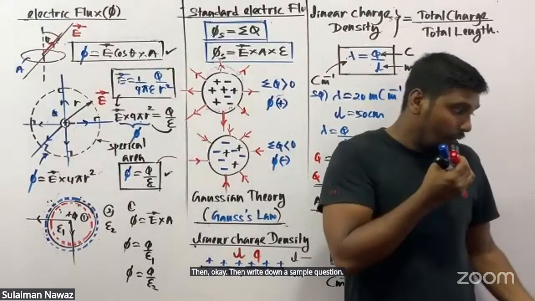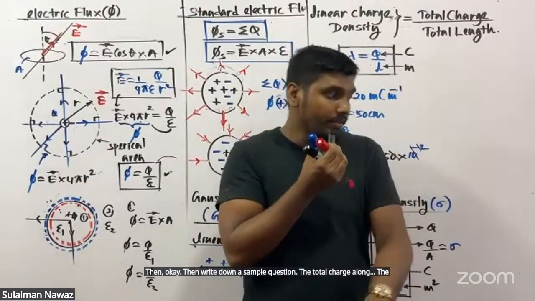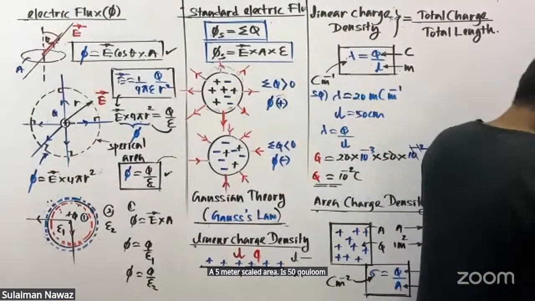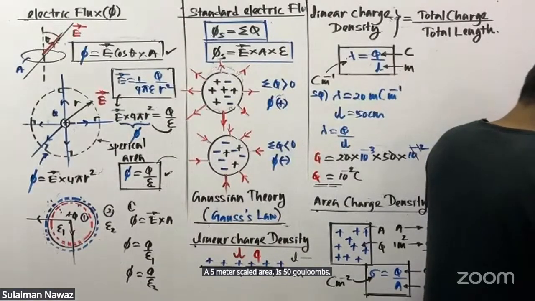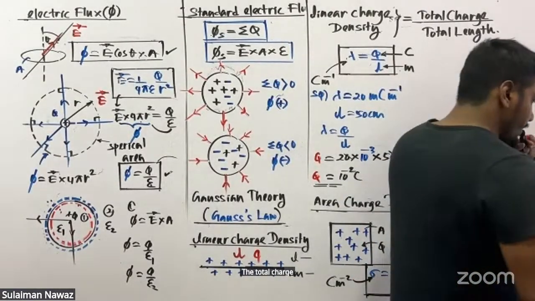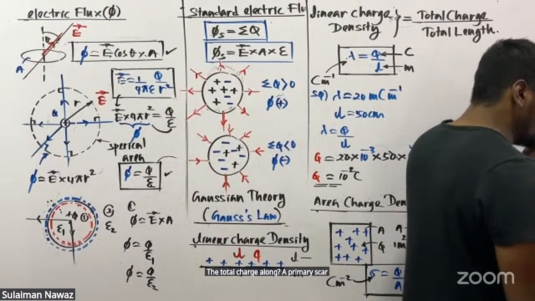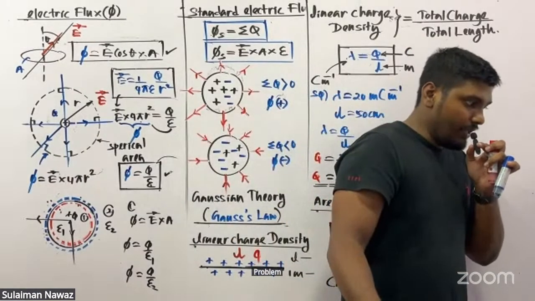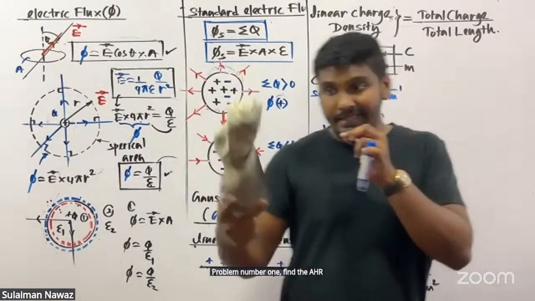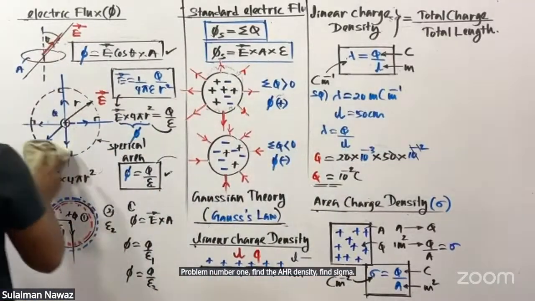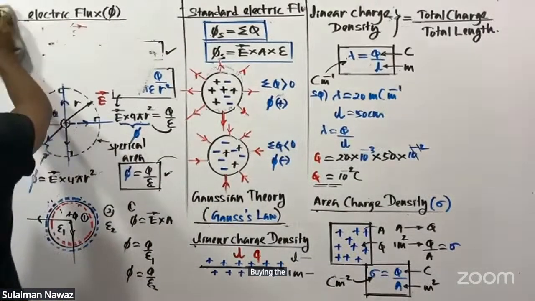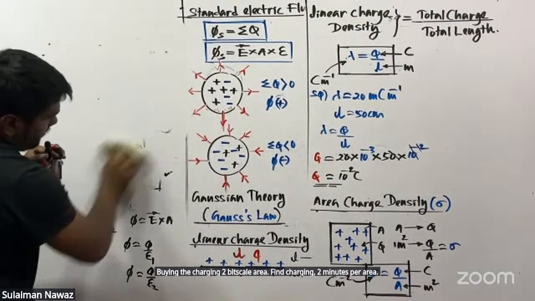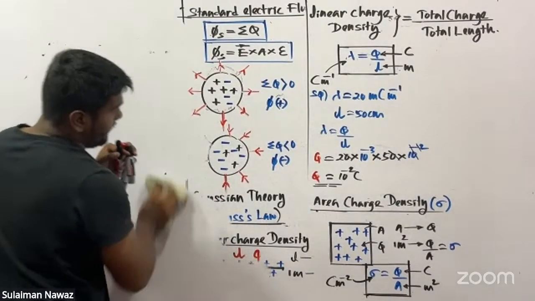The total charge along a 5 meter squared area is 50 coulombs. Problem number 1, find the area charge density, find sigma. Problem number 2, find the charge in 2 meter squared area.